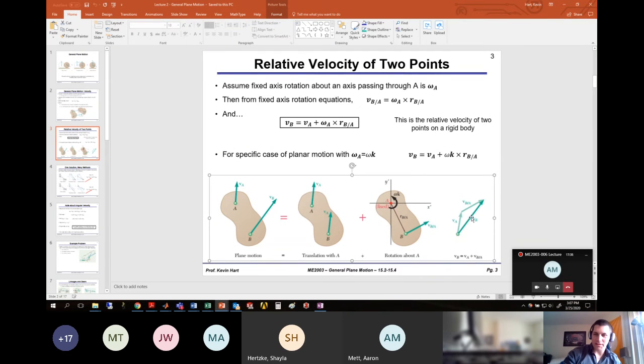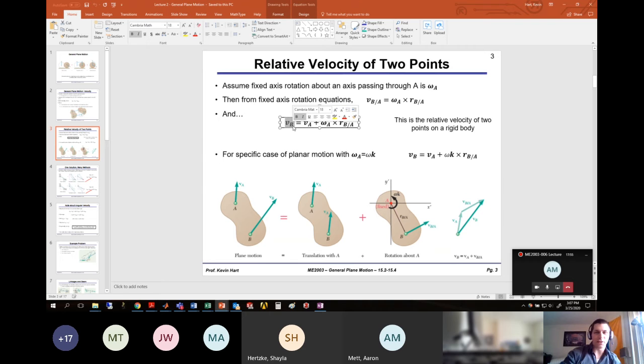So then the total velocity of point B, which is this vector here, is the translational component, the velocity of A, plus the fixed axis rotational component, the velocity of B relative to A, giving us our total velocity of point B. And so we can write the relative velocities of these particular points.